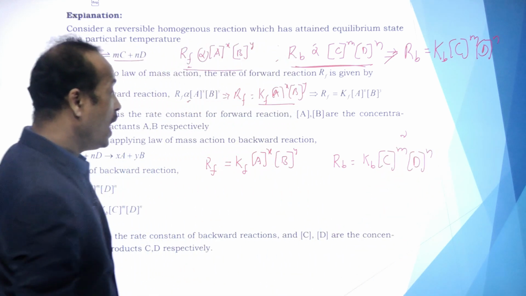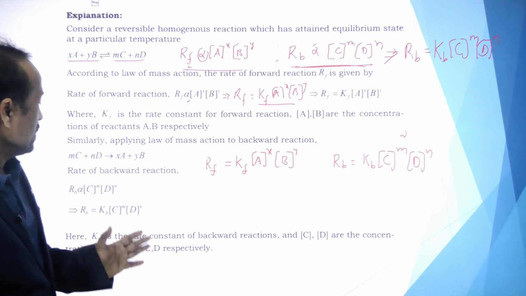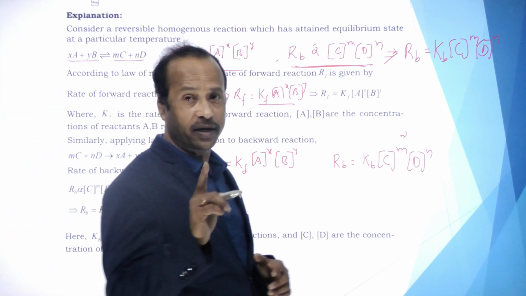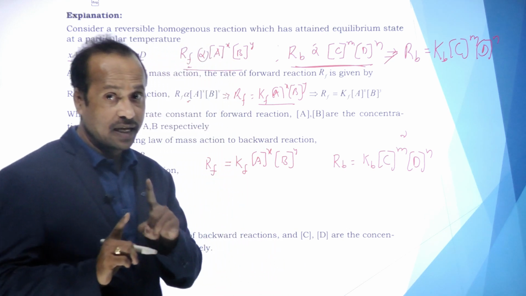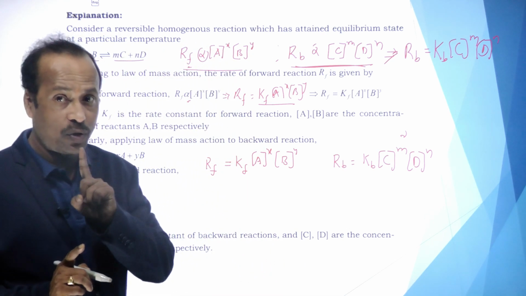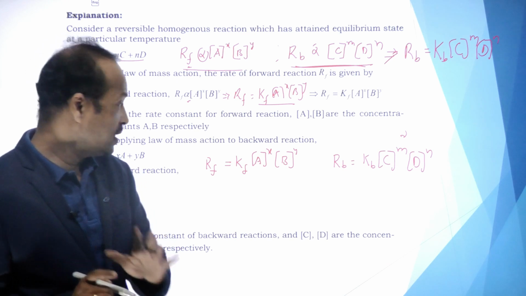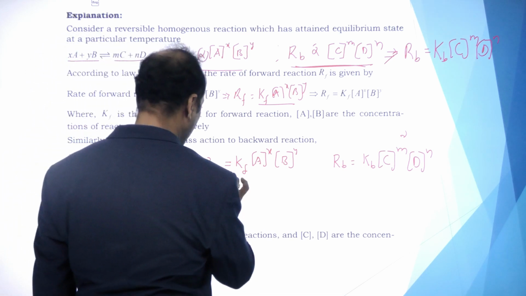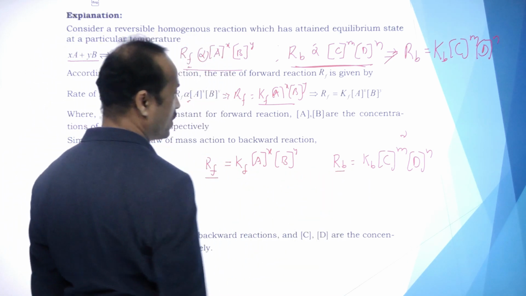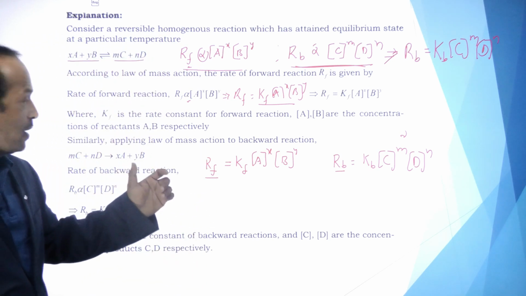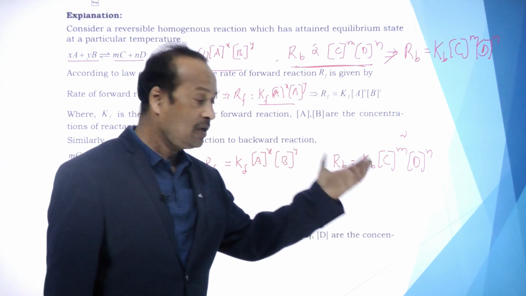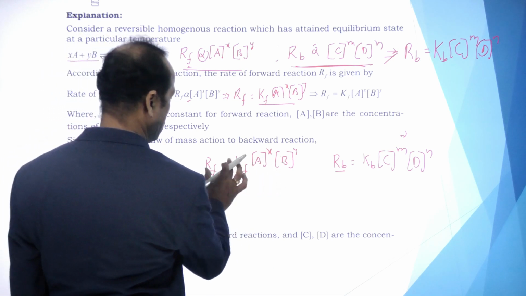Right. Now at equilibrium, what happens? At equilibrium, the rate of forward reaction is equal to the rate of backward reaction. Yes, the rate of forward reaction is equal to the rate of backward reaction. Correct. So now what you do? The rate of forward reaction is RF. The rate of backward reaction is RB. This is equal to this one. So what can we write now? So this is equal to this one.